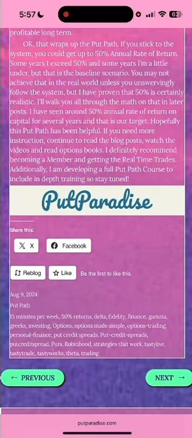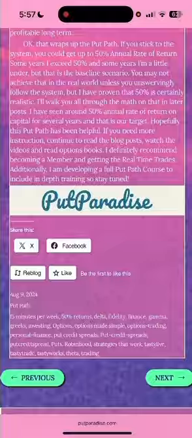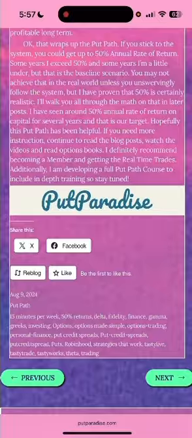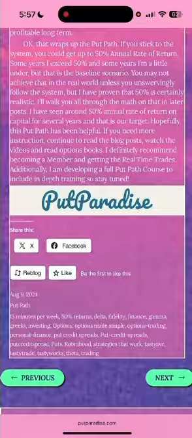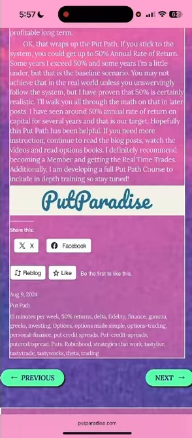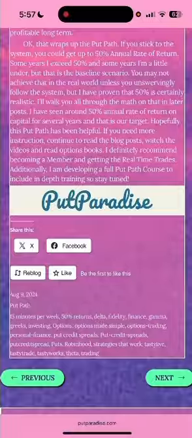Okay, that wraps up the Put Path. Again, stick to the system. You could get up to a 50% annual rate of return. Some years it's less than 50%. Some years it's much more than 50%. 2025 is much, much more than 50%. Looking back all the way to 2020, I'm at about a 59% annual rate of return. So it's fantastic. I've seen it year after year after year.